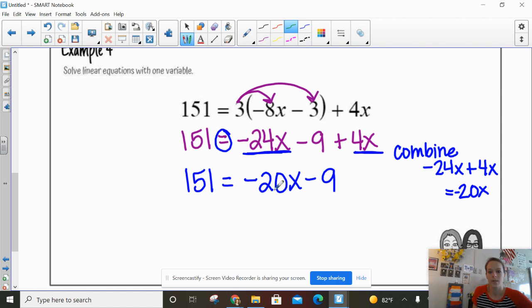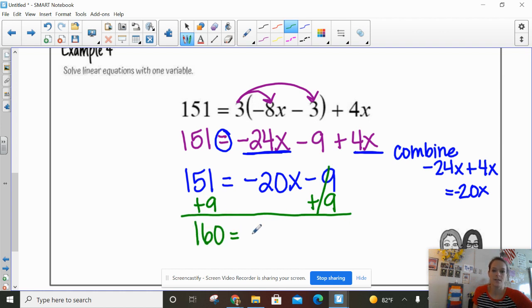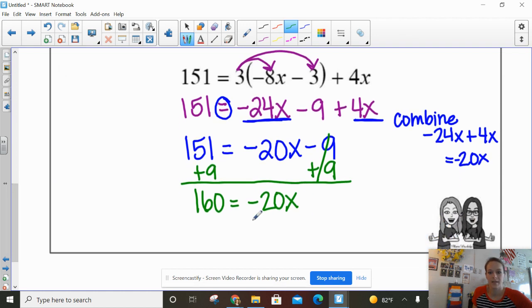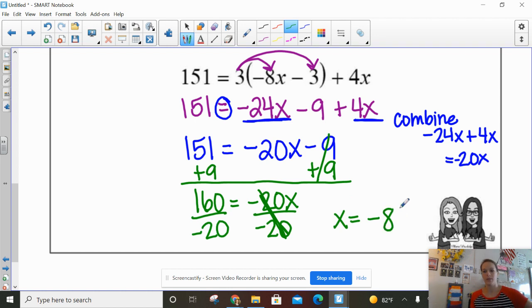Okay, now I want x by itself. So I need to work away from it first. So I need to add this 9 to the other side. They will cancel here. 160 equals negative 20x. And now I can divide both sides by negative 20. So those will cancel. And 160 divided by negative 20 is negative 8. And that will be your answer there.